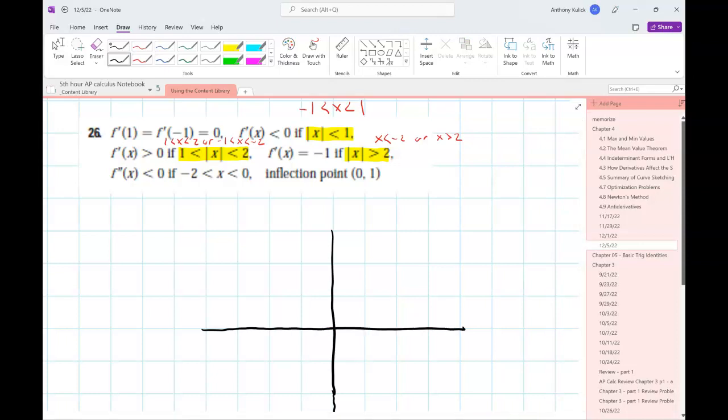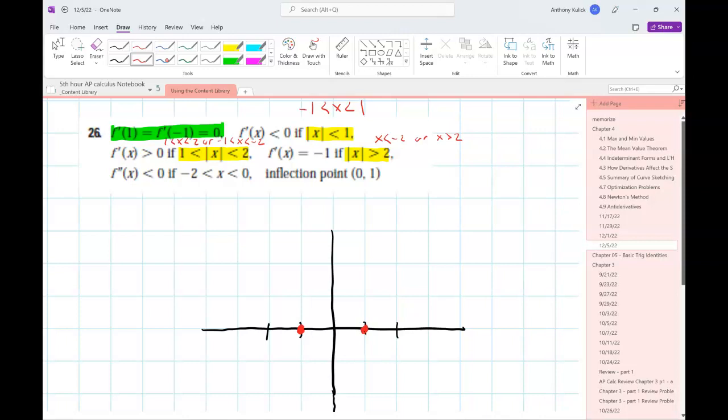All right, so the x values that I'm going to care about are going to be 1, negative 1, 2, negative 2. So I'm going to go ahead and put those on there. We have some x-intercepts here that are given, so let's just start by drawing those in. Everybody's okay there?